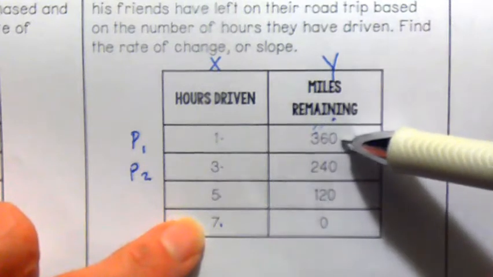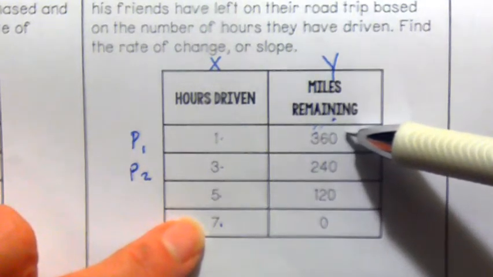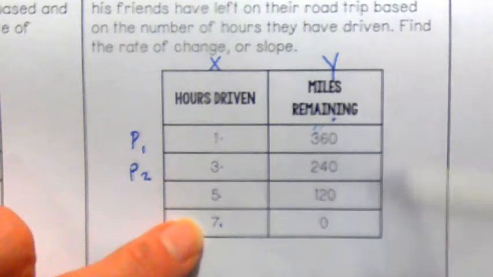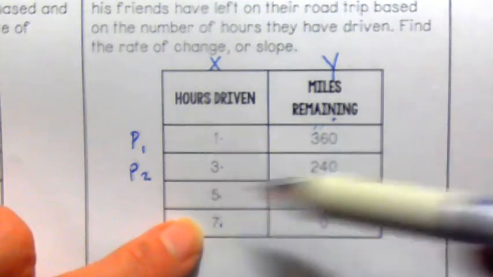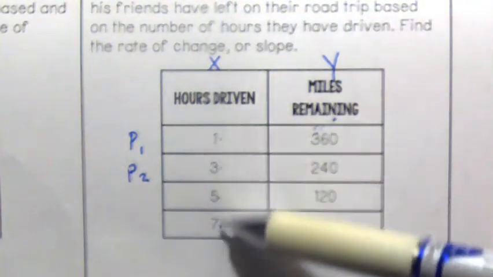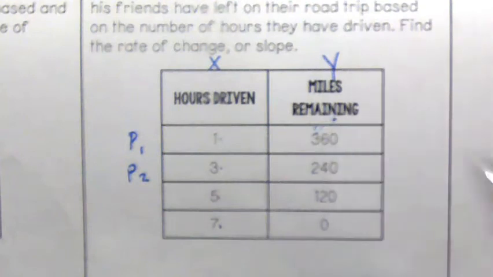After driving 1 hour, they still had 360 miles to go. After driving 3 hours, they still had 240 miles to go. After 5 hours, they still had 120. I'm pretty sure this is going to be a negative slope, because as X increases, Y is decreasing. Let's check it out.